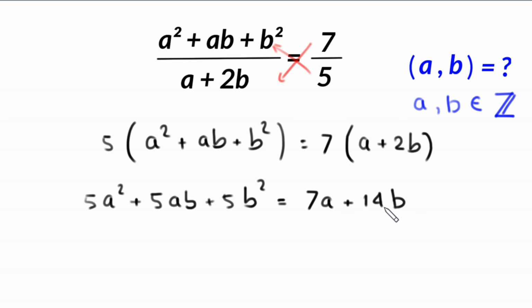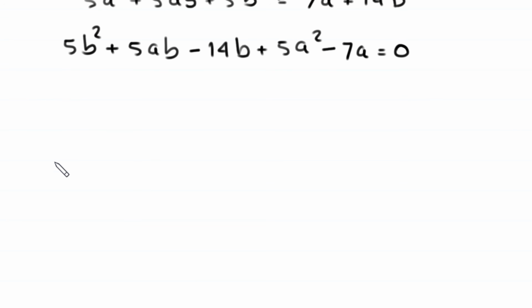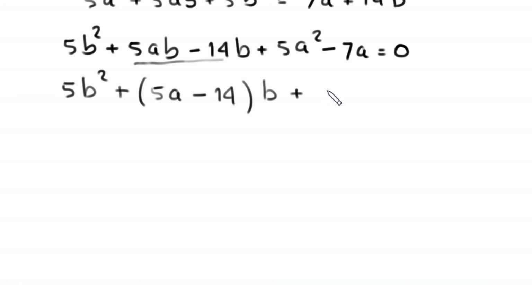Rearrange these terms and move these two terms to the left hand side. This will become 5b squared plus 5ab minus 14b plus 5a squared minus 7a equal to 0. Next, from these terms we can factor out b: 5b squared plus (5a minus 14) times b plus 5a squared minus 7a equal to 0. Now this is a quadratic in b.